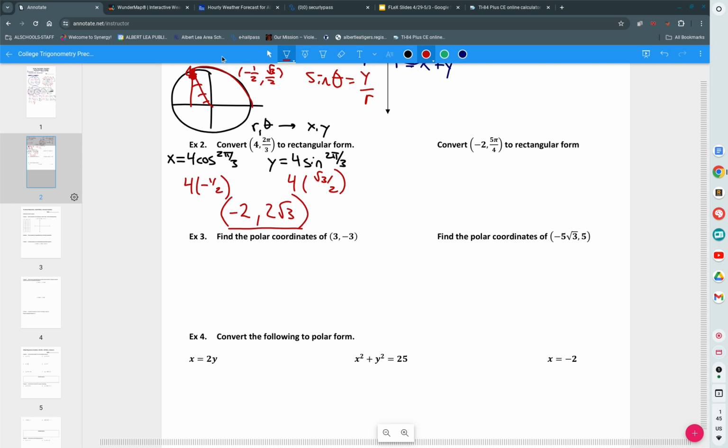I'd like you guys to try this one on your own. See if you can turn that into rectangular form, following very similar steps to what we just did, and you should be just fine.